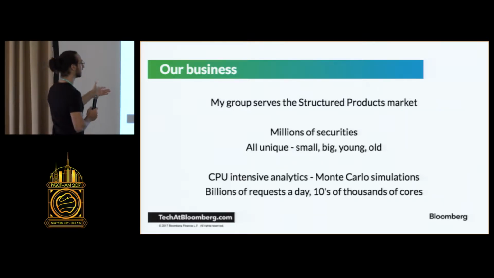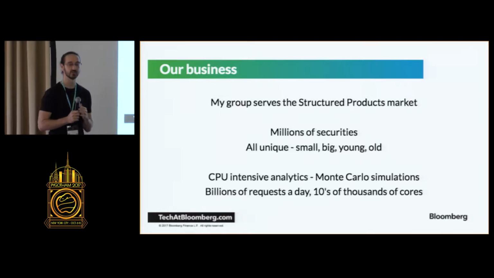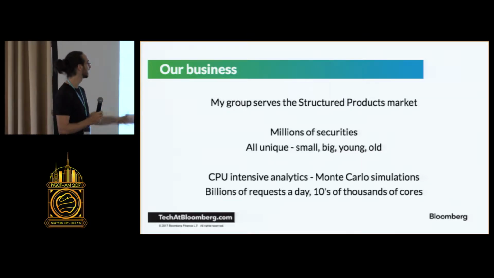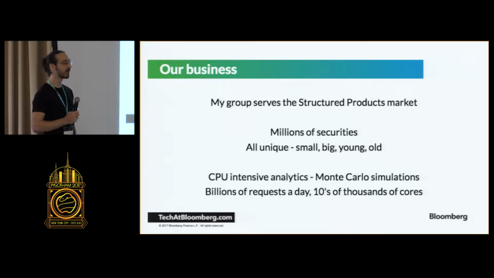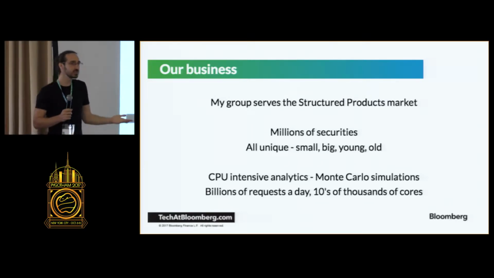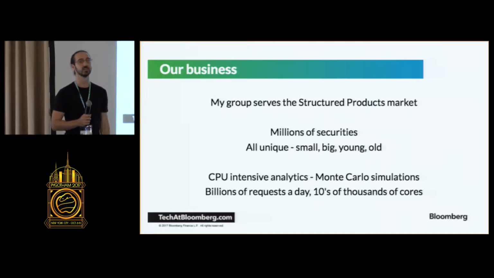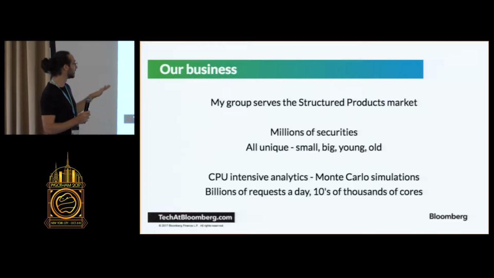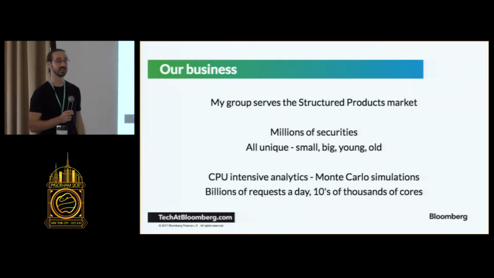So we handle billions of requests a day. We handle the full traffic of the Bloomberg terminal, at least for mortgage-backed securities. We've scaled so far into the tens of thousands of cores. So it's a decent sized system. I'm not going to stand up here and say that I do this better than Google, but I know how to do this to a decent sized deployment.